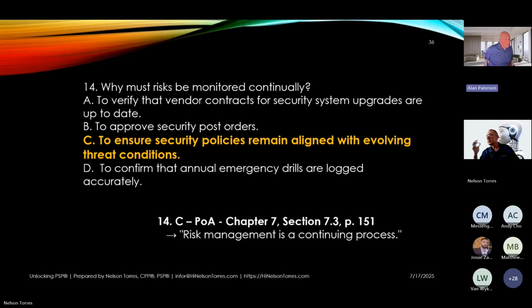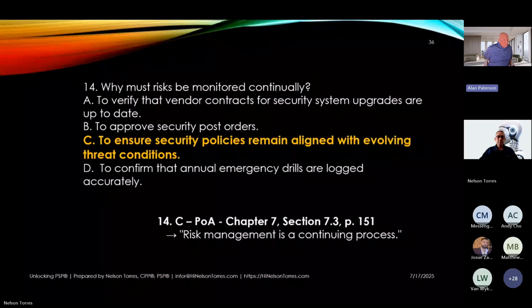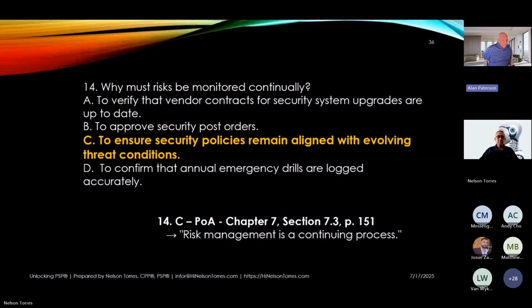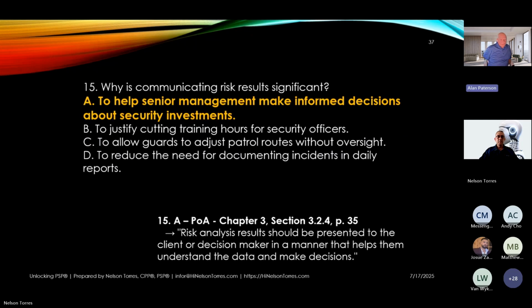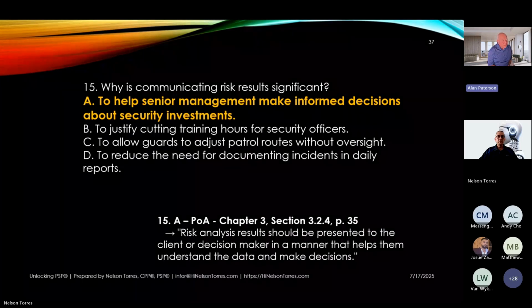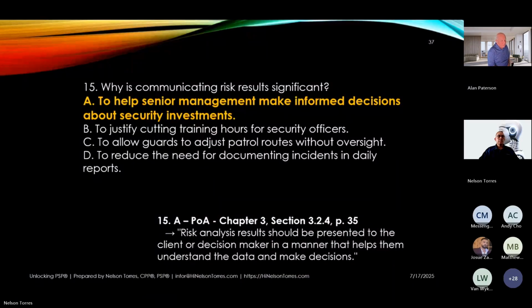So question 14, why must risks be monitored continually? The answer is C, to ensure security policies remain aligned with evolving threat conditions. Remember, we mentioned that this is always evolving. Threats are evolving. Everything changes over years. Your business might change over years too. And question 15, why is communicating risk results significant? That would help senior management make informed decisions about security investments. And that probably would be quantitative, I imagine, Nelson.